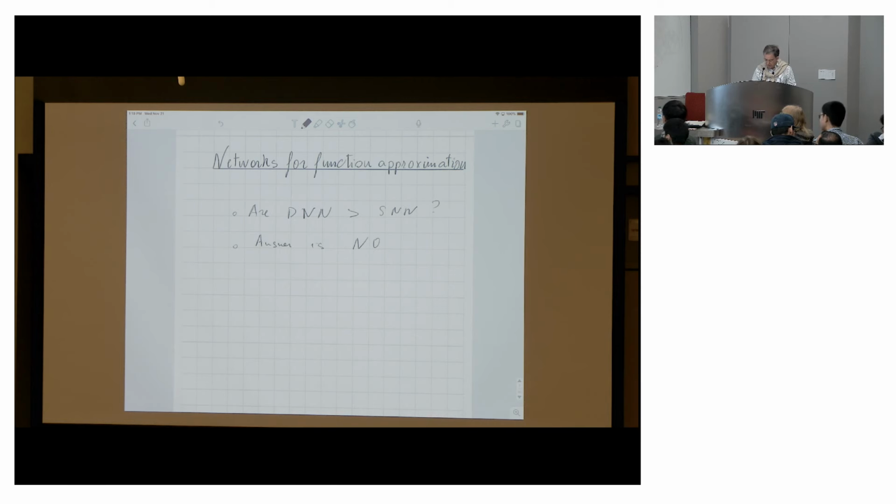so what we're going to do is to see a proof of the above, and also because this will give us a way to get a new result that shows why depth can be better.